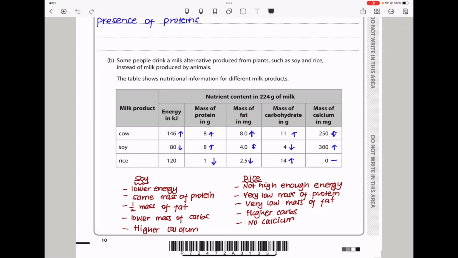Then mass of fat in milligrams. This one has a higher mass of fat. This one has half the amount of fat here. So this could be good for the body, not too much fat. But this is very low.